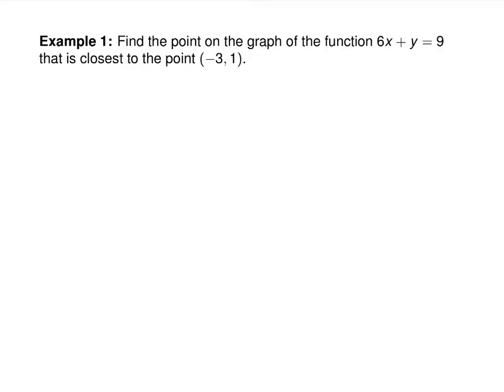Okay, so the first thing is that suppose you have a graph of 6x plus y equals 9, and you want to find the point on that line that is closest to the point -3, 1. So let's visualize what's going on here. What does 6x plus y equals 9 look like?